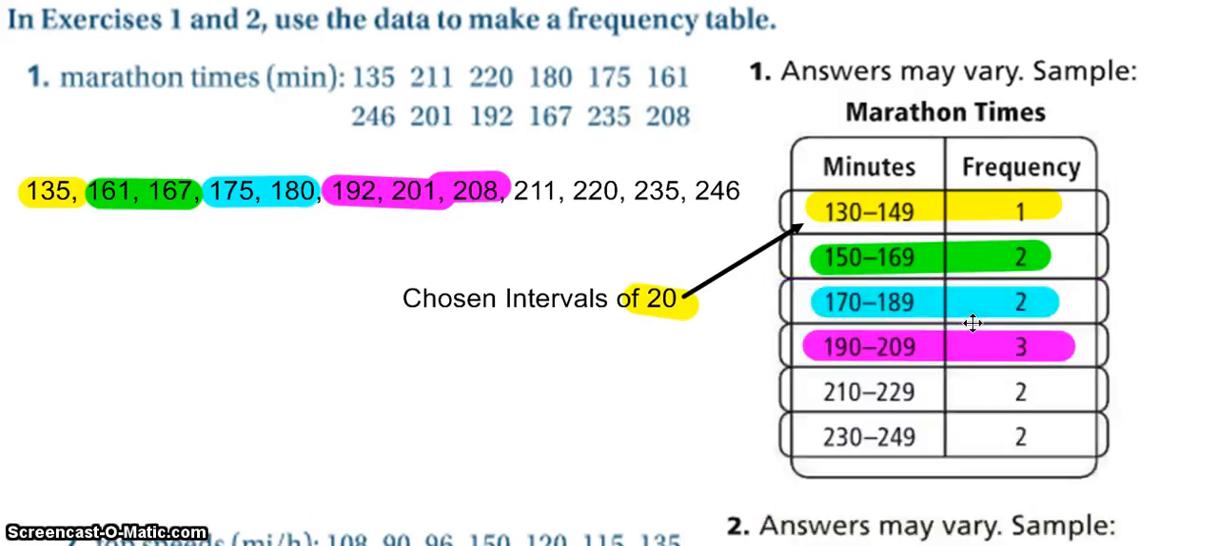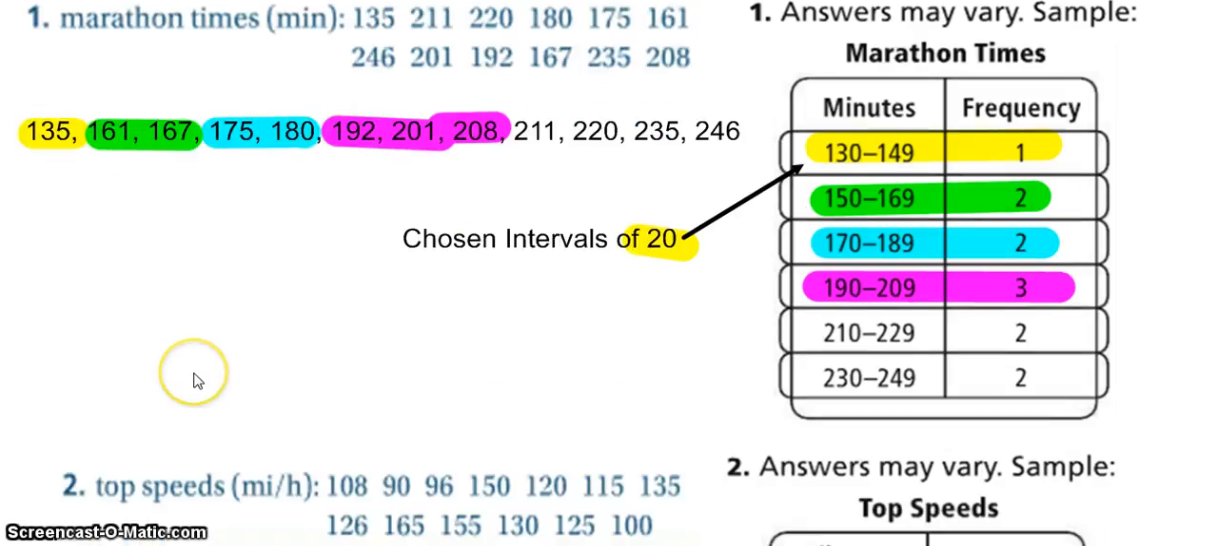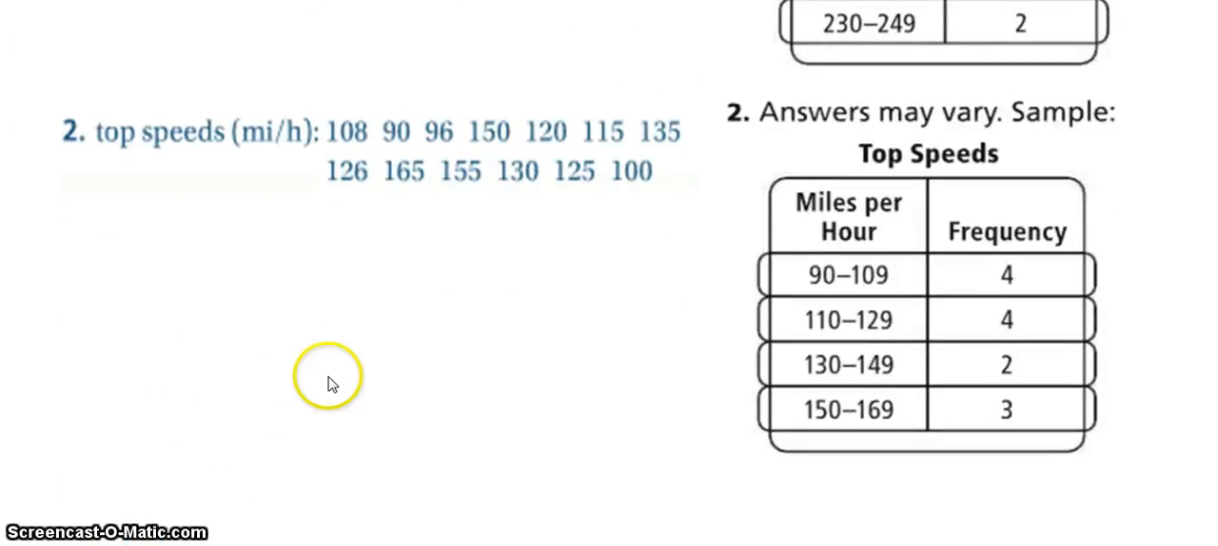And if I delete this whole thing, you can see our entire table as follows. For number 2, same thing down here. I did not list this out in order for you, but you can see going from 90 to 109 is still an interval of 20, and I have 4 that fall into there, and so on.